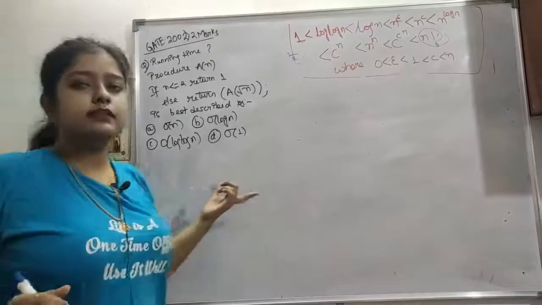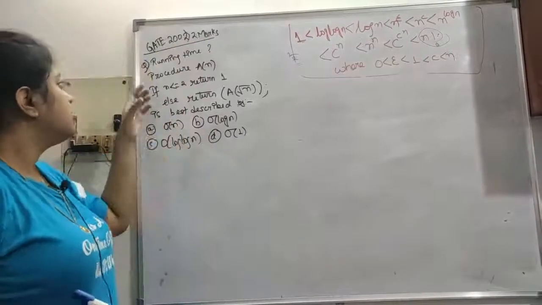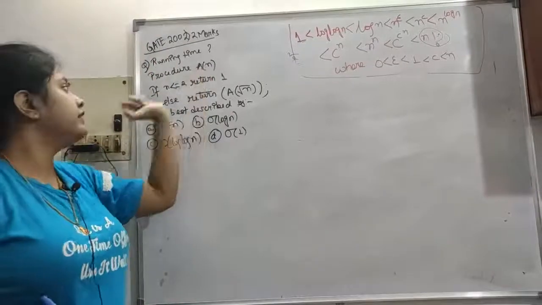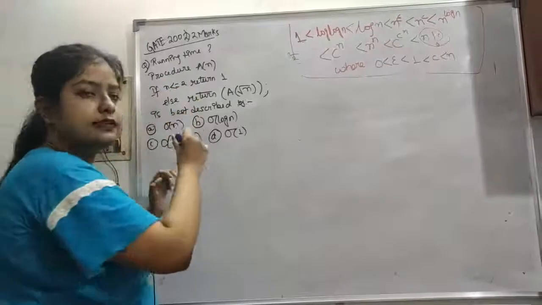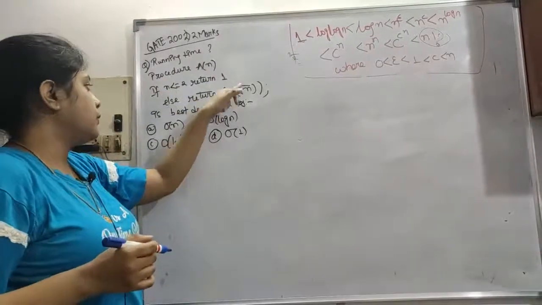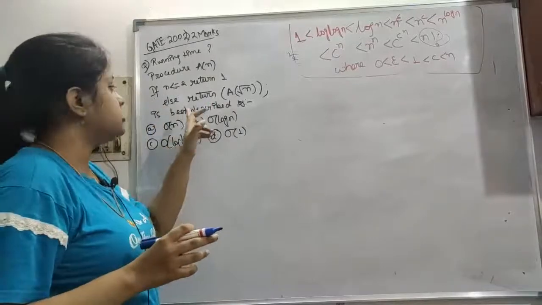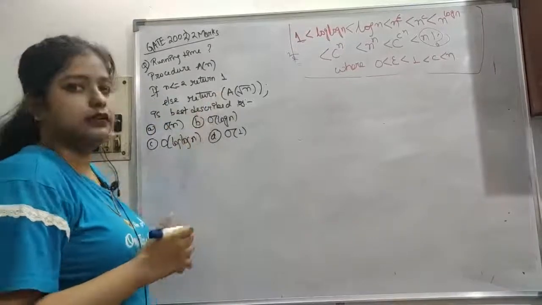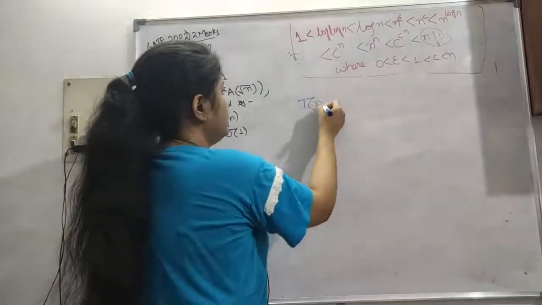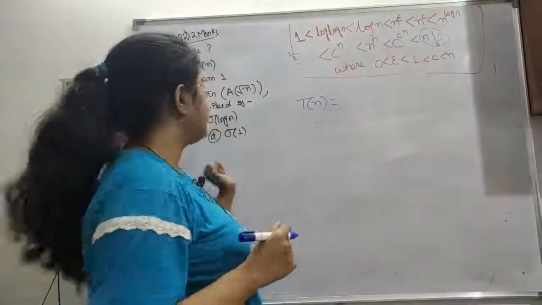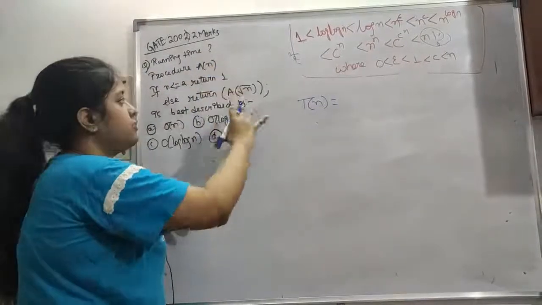Now let's take this question, GATE 2002, 2 marks question. You have to find the running time. Procedure A is given. If n is less than or equal to 2, return 1, else, this is an if else function, else return A of root n. So let's try the recursion here, Tn. This is a recursive relation. Let's try to write the recursive relation from this function.